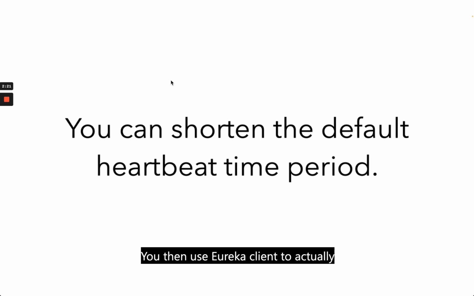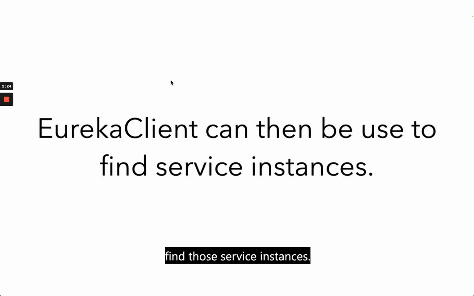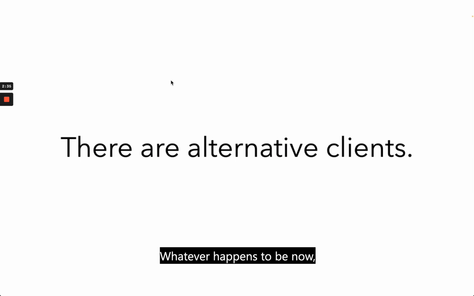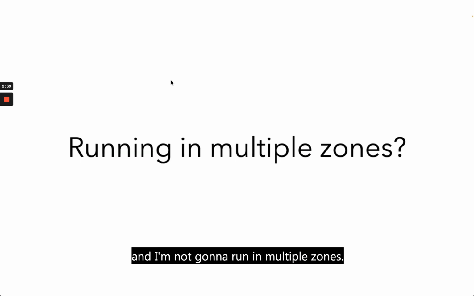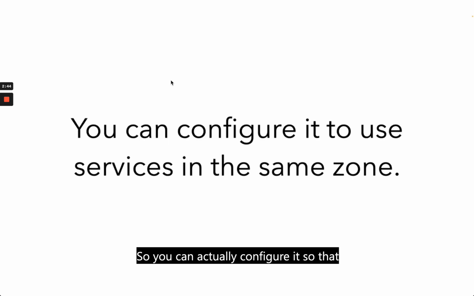You then use Eureka Client to actually find those service instances. So again, you don't have to know where it is. This gives you sort of this alias you can use to then say, you know, go get me the print service, go get me the new customer service, whatever it happens to be. Now, there are alternative clients as well. And if you're going to run in multiple zones, you can actually configure it so that it will stay in the same zone to call those services so you don't add extra latency when you don't need it. Turns out that speed of light constraint is a real thing.